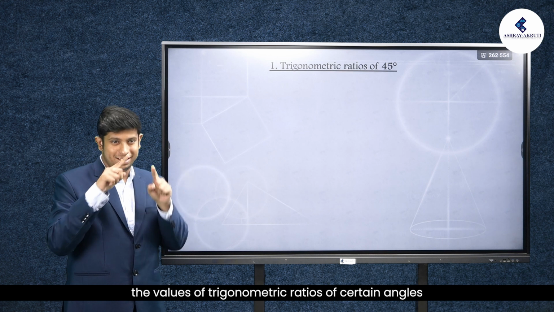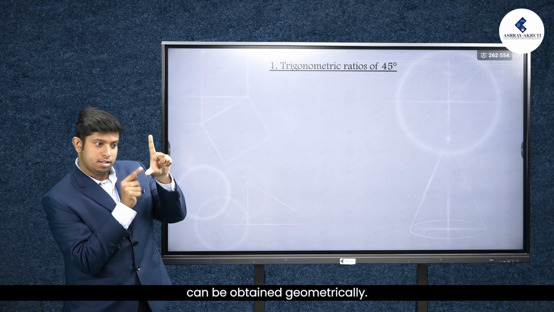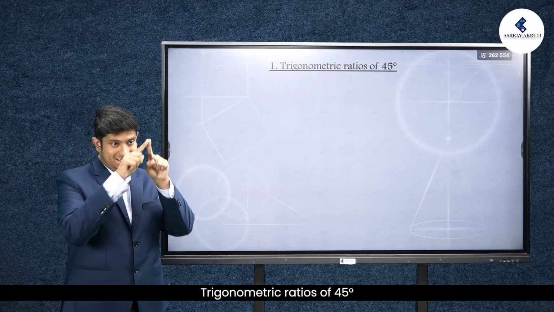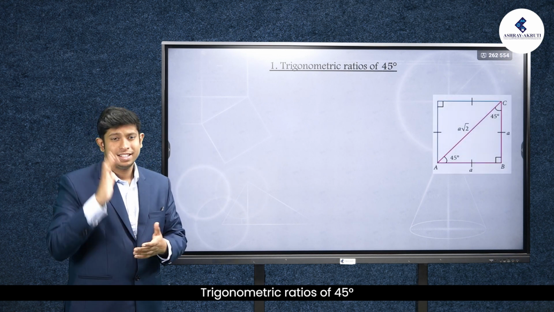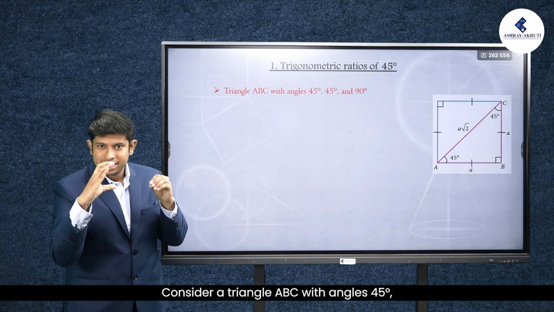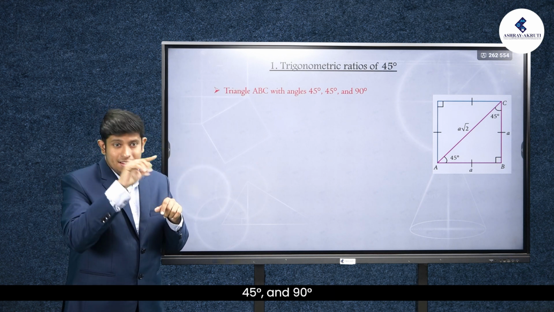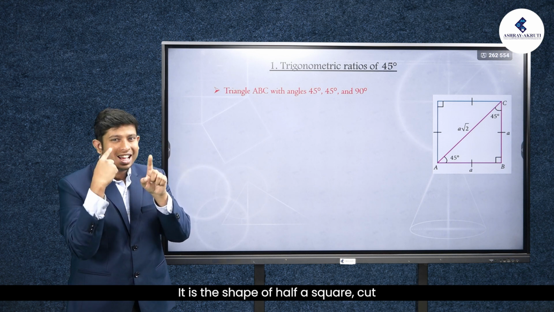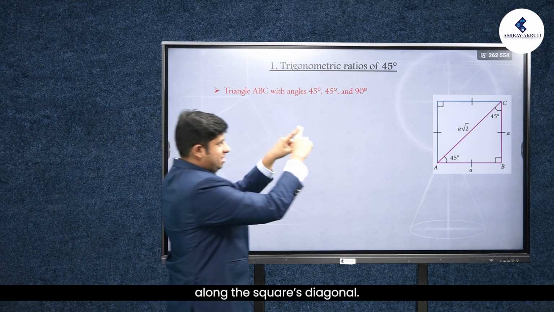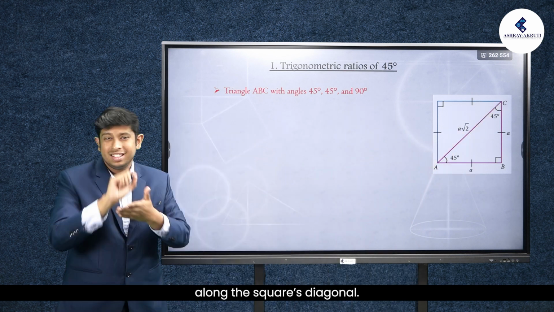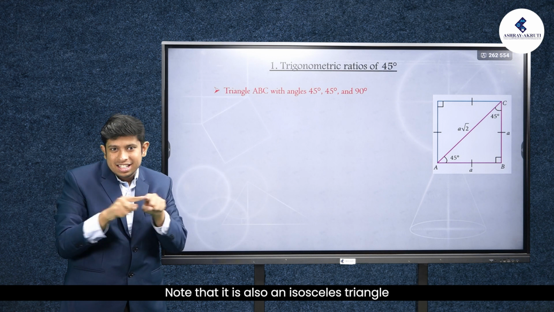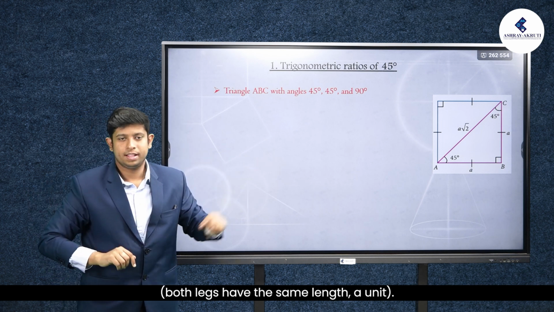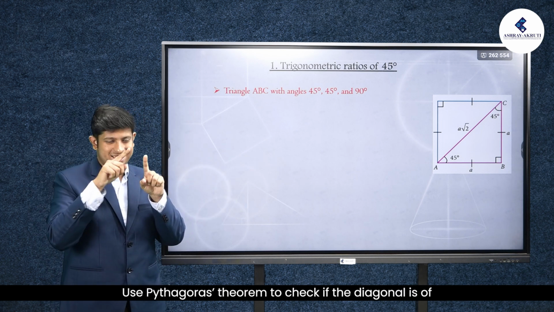Children, the values of trigonometric ratios of certain angles can be obtained geometrically. Three special triangles come to help here. Trigonometric ratios of 45 degrees. Consider a triangle ABC with angles 45 degrees, 45 degrees and 90 degrees as shown in the given image. It is a shape of half a square cut along the square's diagonal. Note that it is also an isosceles triangle. Both legs have the same length, a units. Use Pythagoras theorem to check if the diagonal is of length a root 2.